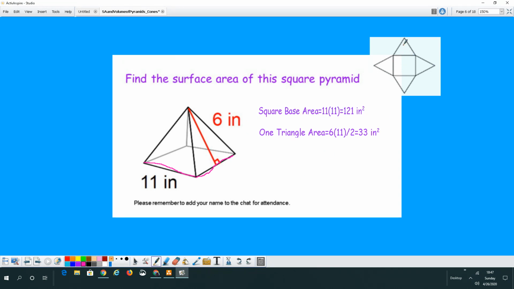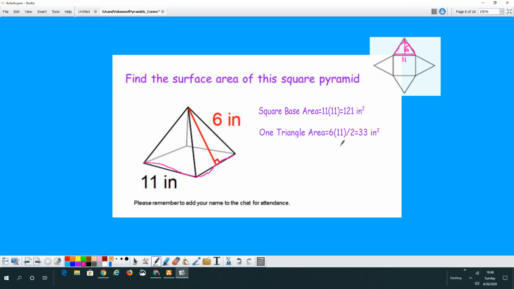This triangle here, if we're looking at this one, I'll try to highlight it the best I can. That triangle has a base of 11 because that base is the side of the square. And then the height, they told us right here, is 6 inches.